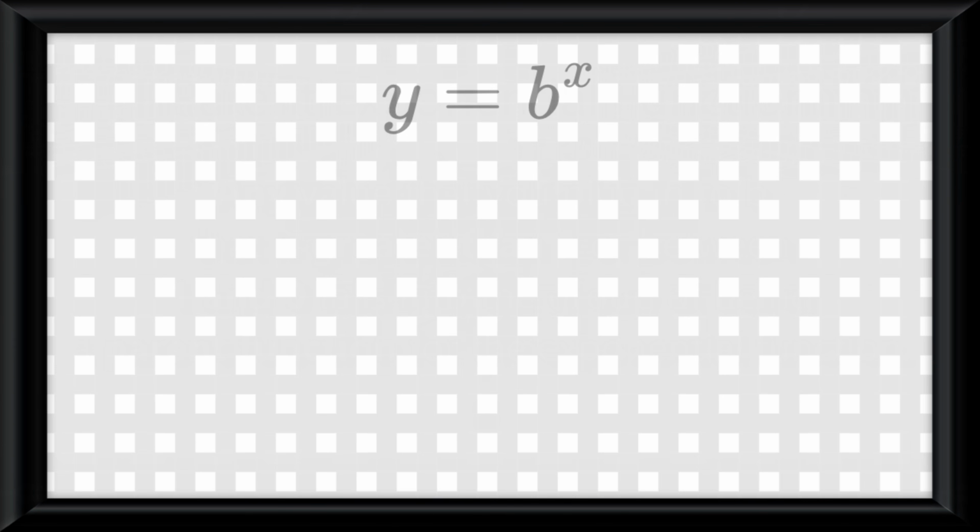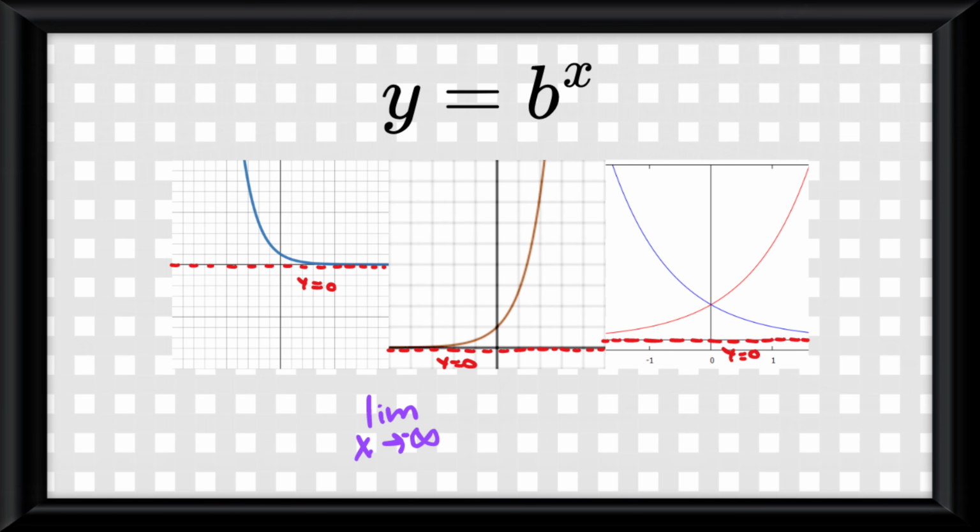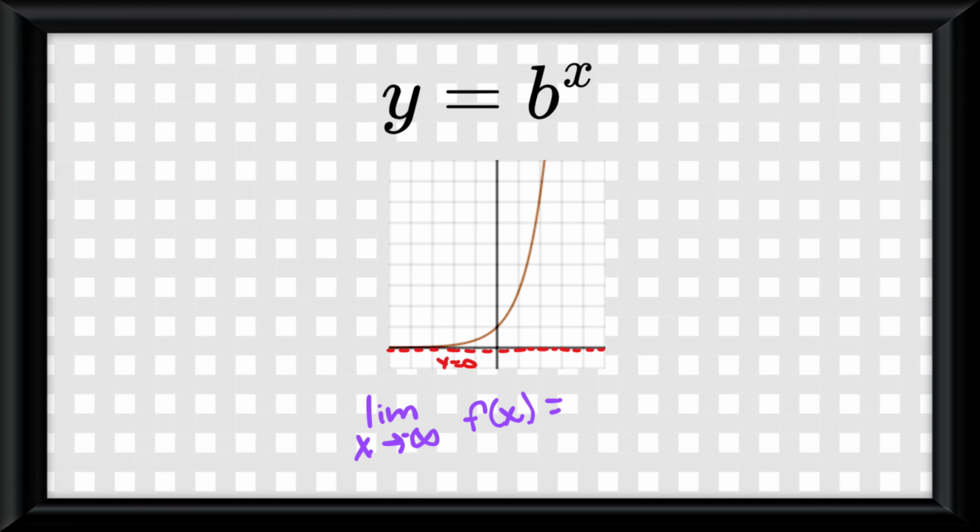And for these parent functions, we can see some fun things. First is that no matter what, there will always be a point at 0, 1, because anything to the power of 0 is 1. The second thing we see is that there is a horizontal asymptote at y equals 0, and this would mean the limit as x approaches negative infinity of any growth parent function would be 0. And of course, as x approaches positive infinity, all growth parent functions would approach positive infinity.